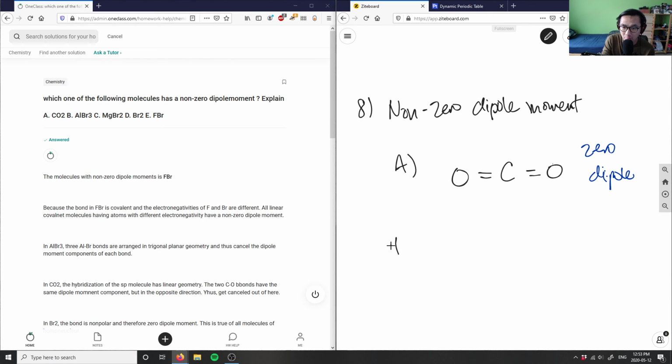I have AlBr3, so I can write Al in the middle, and then Br3 would be Br, Br, and Br. Again, for this one, the bromines are going to stretch this out, right? Again, I have AlBr3 here. This is in a trigonal planar geometry.